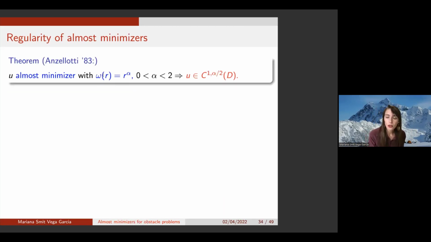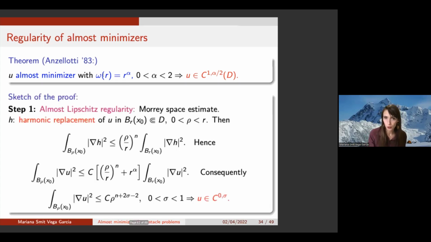So in terms of the regularity of almost minimizers, I'm thinking about the Dirichlet energy still. Anzellotti in '83 was able to prove that if you have an almost minimizer in which the error is r to some power alpha, then your almost minimizer will be of class C^{1,α/2}. I want to say a few words about the techniques he used to prove this result, because we are inspired by that to address our almost minimizers for the obstacle problem.